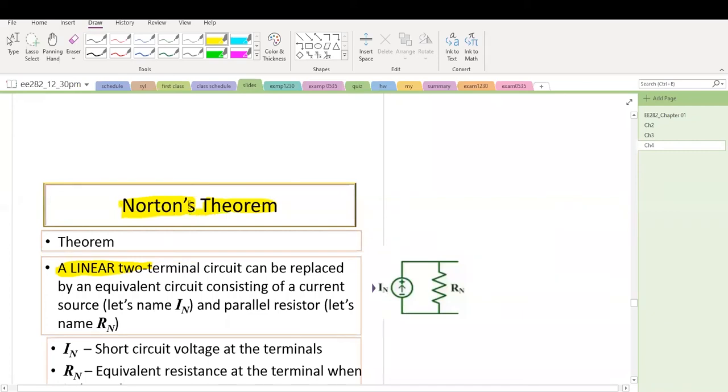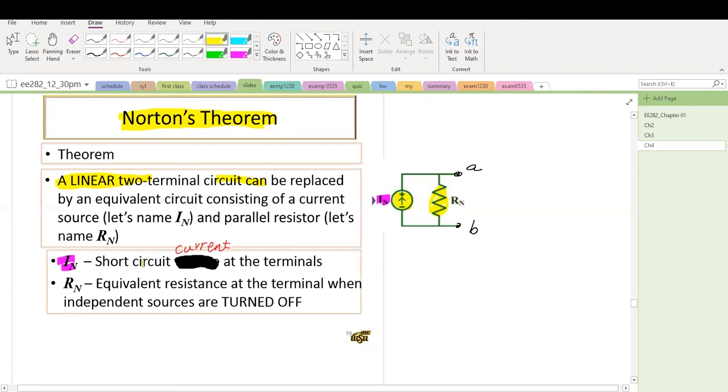Norton theorem and Thevenin theorem are a dual pair. Norton theorem states that a linear two-terminal circuit can be simplified by a current source in parallel with a resistor. Here is terminal A and this is terminal B. It can be simplified, or made equivalent, by a current source and in parallel a resistor Rn.